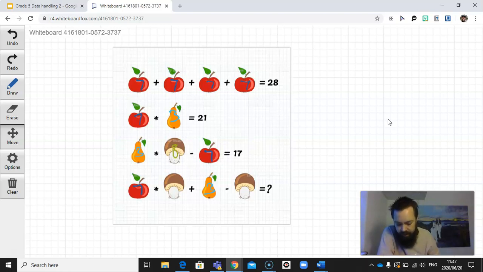Now let's check the line, check this one. So 3 times 8 is 24. 24 minus 7 is 17. So we have now solved what the mushroom is. And now we can put the mushroom in over there and there. Now we just need to solve the final line.